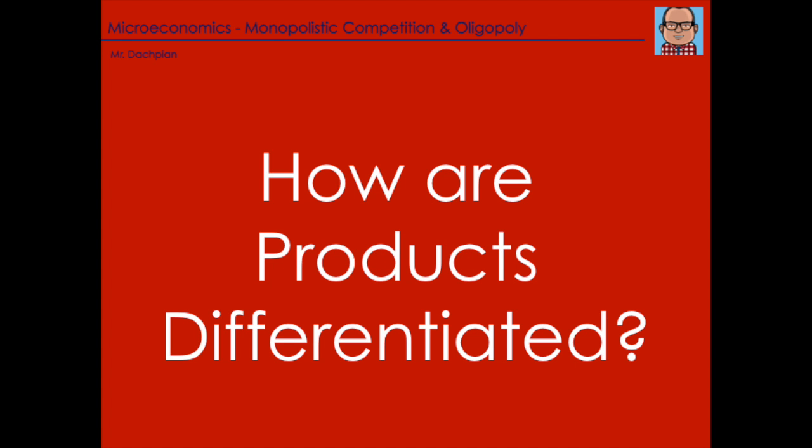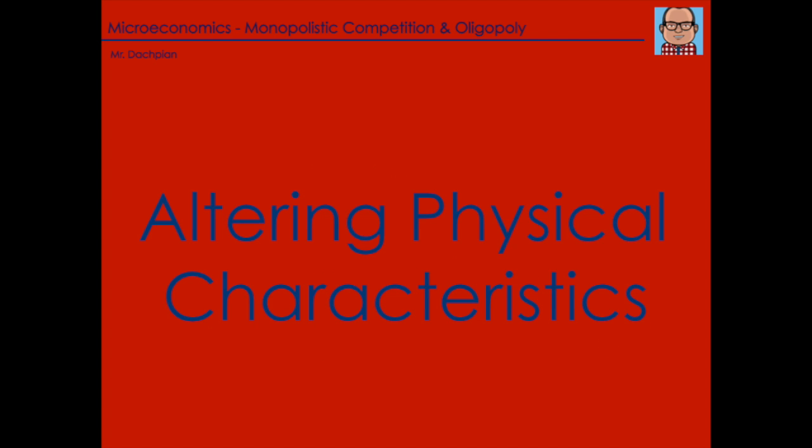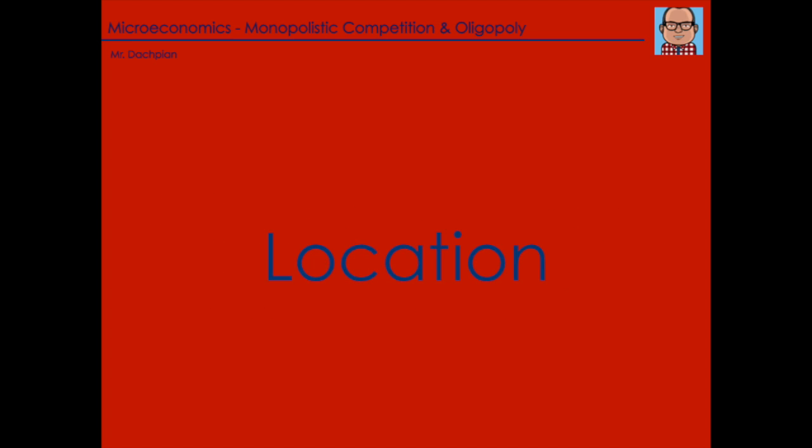There are four major ways to differentiate products. 1. Altering a product's physical characteristics, such as making the legroom in a car longer or making a knife sharper. 2. Location. A McDonald's restaurant 10 miles away has the same menu and the same product as the one down the street. However, the location makes it more likely for you to buy from the nearer one.